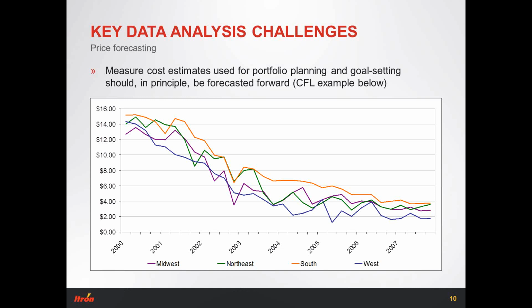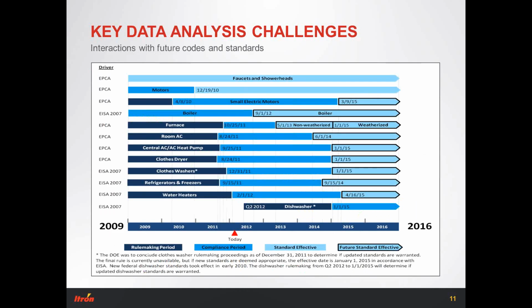One is price forecasting. This chart shows the average price of the CFL A-lamp over an 8 or 9 year period. This is from Itron's residential market share tracking study. In principle, for any planning study, you would want to have technology prices forecasted forward, and then it brings up the question of how you do that. We know CFL is a good example of how dynamic that can be. I think LEDs are probably even more dynamic than the CFL market.